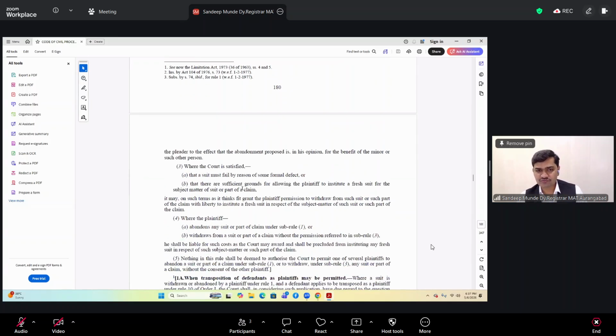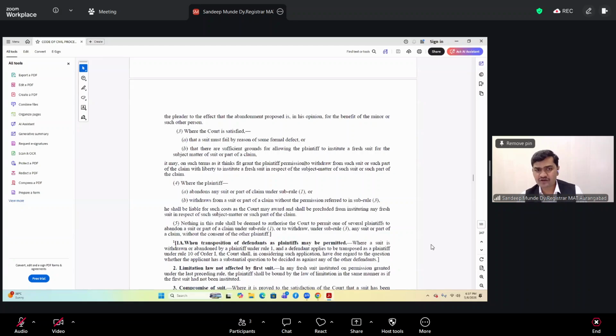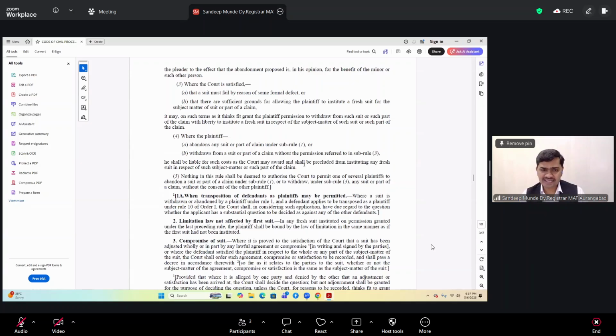Where the court is satisfied that the suit must fail by reason of some formal defect, the court may pass an order. Rule 1A states when transposition of defendants as plaintiffs may be permitted. Where a suit is withdrawn or abandoned by a plaintiff under Rule 1 and a defendant applies to be transposed as a plaintiff under Rule 10 of Order 1.